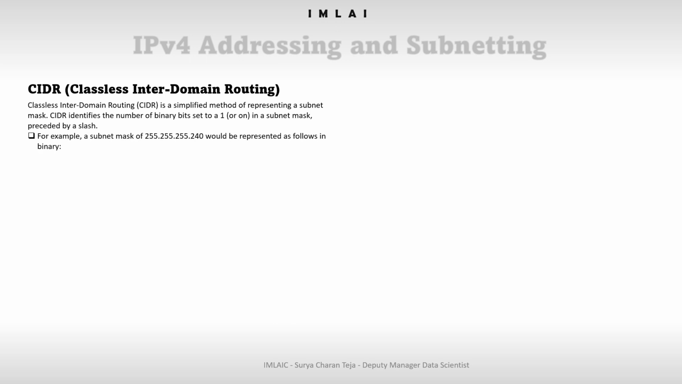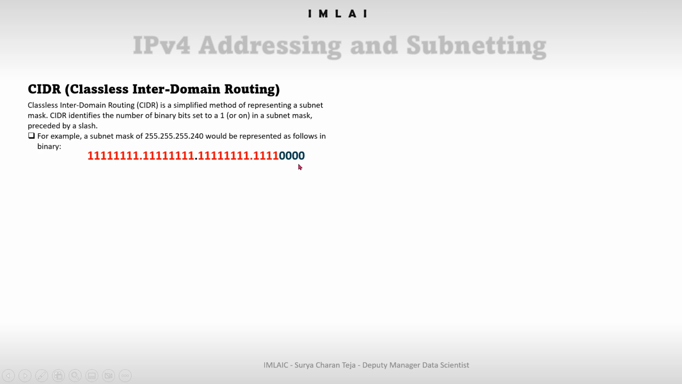When you convert this into binary, let's see how it looks. This is the binary form of the above subnet mask. In total it has 4 octets: the first octet is all ones, the second octet is all ones, and the third octet is all ones, whereas the fourth octet consists of 4 ones and then 4 zeros.